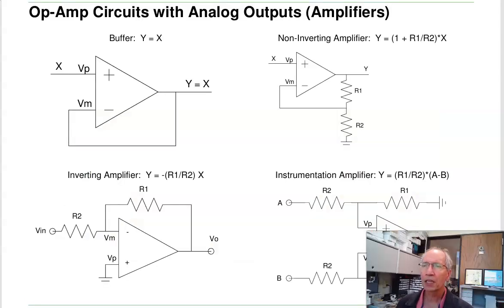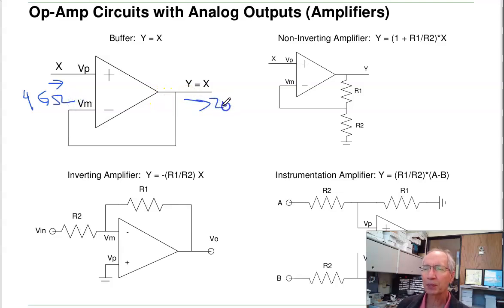Okay, next, let's look at analog circuits. If I want to build amplifiers, op amps can be used for that as well. The simplest is Y equals X. The reason you might want to do this is the input impedance is typically like 4 gigaohms. The output for the op amps we're using can do like 25 milliamps.